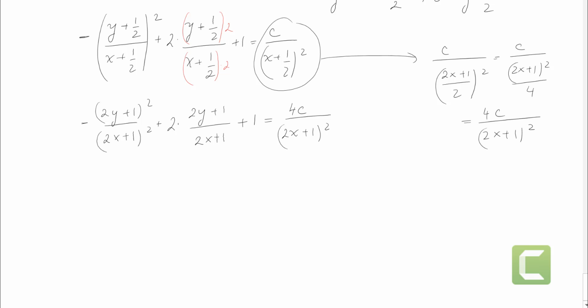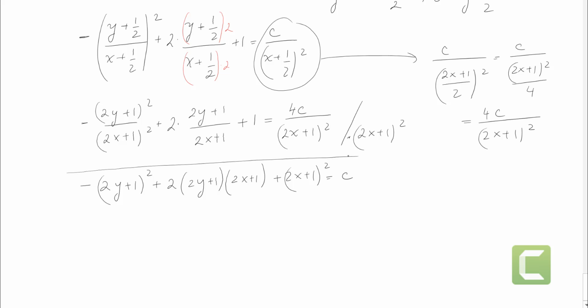And can I get it in a nicer form? Yeah, I can go further and multiply everything by (2x + 1)². So you get −(2y + 1)² + 2(2y + 1)(2x + 1) + (2x + 1)² equals just c. I think this is nicer because we wrote it in an implicit form, equals c. I hope it helps.